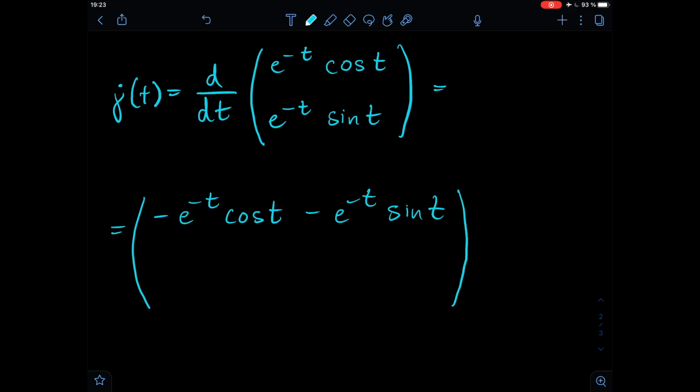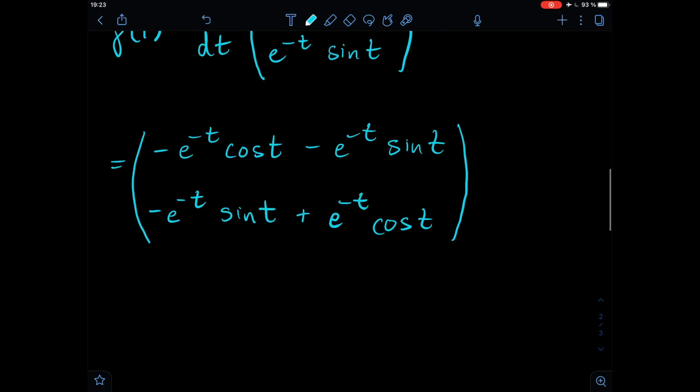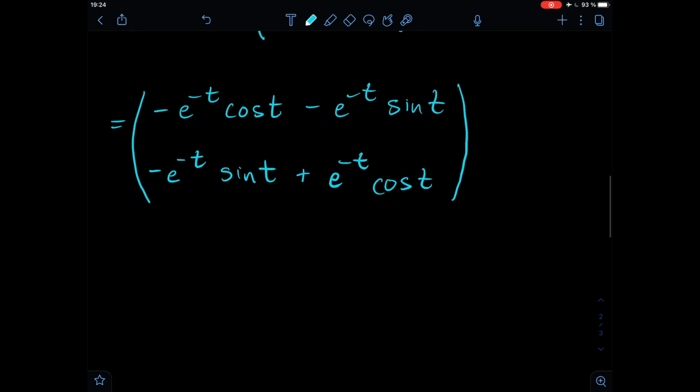So now let's take a look at the y-coordinate. For the y-coordinate we have minus e to the power of minus t times sine of t this time, and now we have a plus e to the power of minus t times cosine of t. Alright, so this is our derivative of the parametrization. Now we just need to take the scalar product with itself.